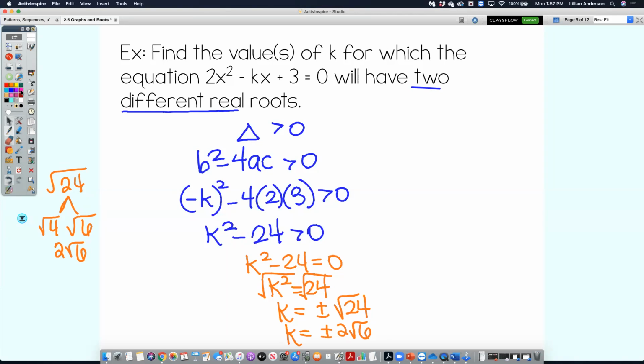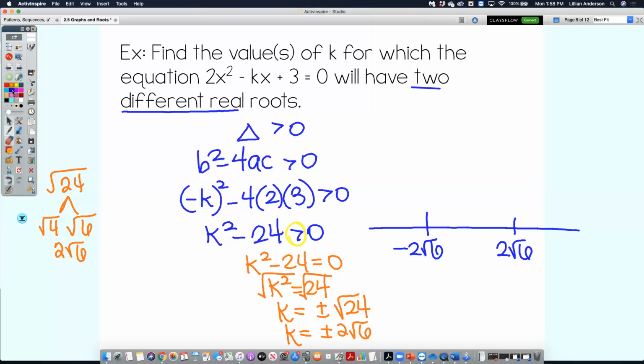So what this means is, it doesn't mean that k is positive 2 root 6 and k is negative 2 root 6. It means that on a range of values for k, the values of k that are going to make it so that I have 2 different real roots are either going to be less than negative 2 root 6, in between negative 2 root 6 and positive 2 root 6, or greater than 2 root 6. That is the impact that the inequality has on a quadratic when you're solving quadratic inequalities.